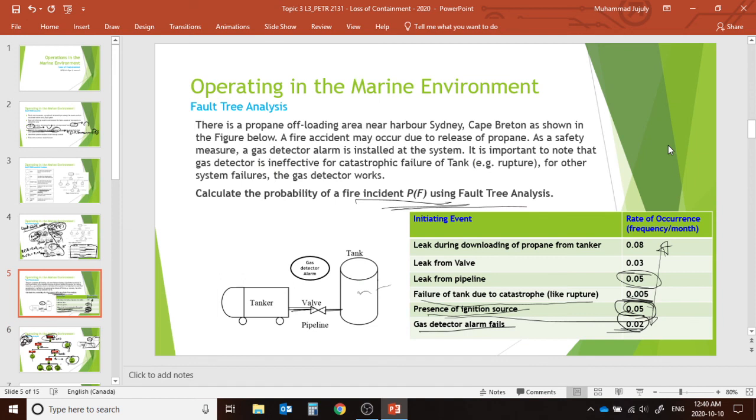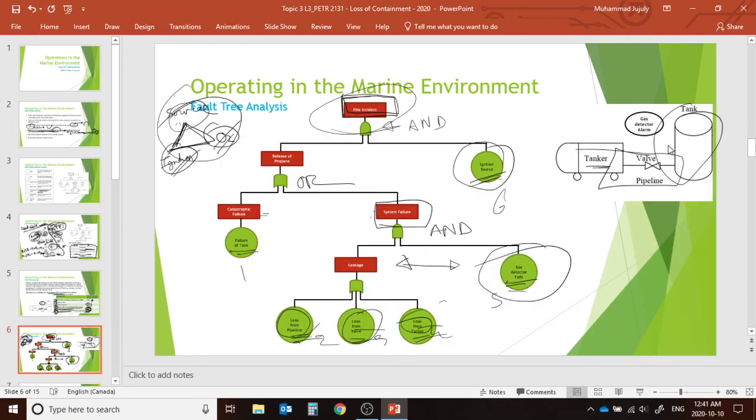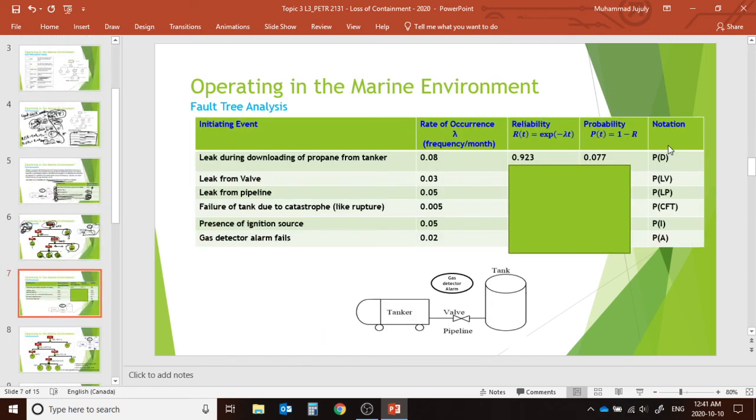Now let's calculate it. We have all the information: leakage from the valve, from the pipeline, failure of the tank due to catastrophe, presence of ignition source, and the gas detector alarm fails. That means we already have 6 base events. We have all the information and the diagrams too. So how can we calculate? We have the rate of occurrence, which is lambda, 0.08. From the previous slide, remember that we can calculate the reliability, which is e to the power minus lambda t. So R equals e to the power minus 0.08 times t.